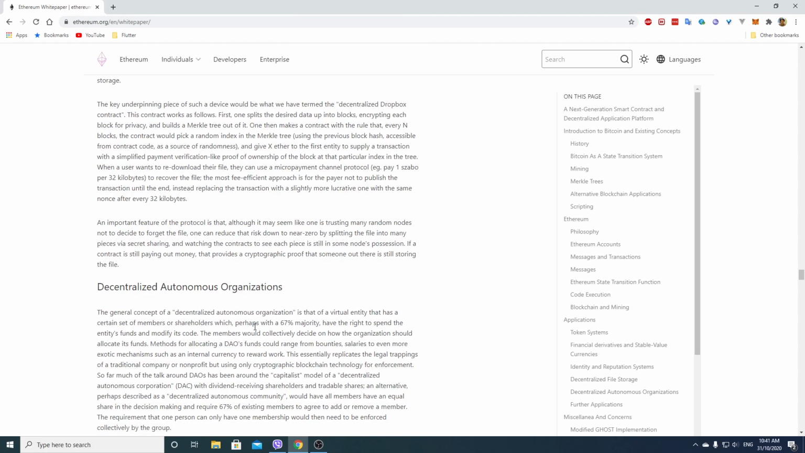An important feature of the protocol is that although it may seem like one is trusting many random nodes not to decide to forget the file, one can reduce that risk down to near 0 by splitting the file into many pieces via secret sharing, and watching the contracts to see each piece is still in some node's possession. If a contract is still paying out money, that provides a cryptographic proof that someone out there is still storing the file.